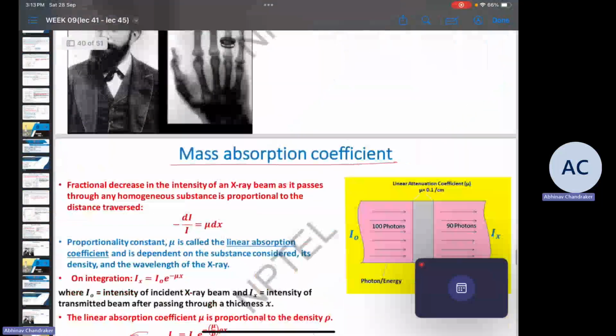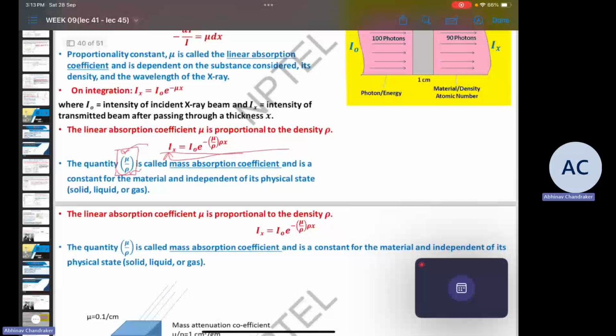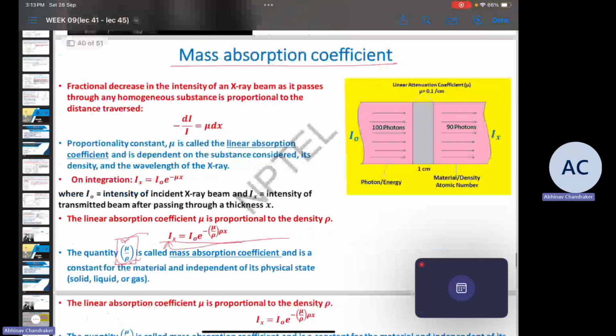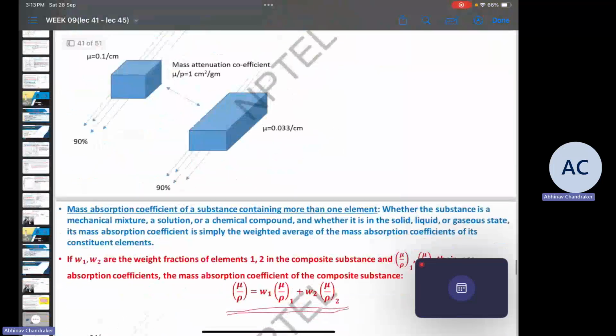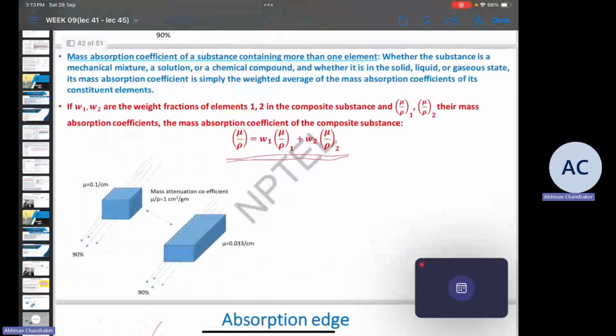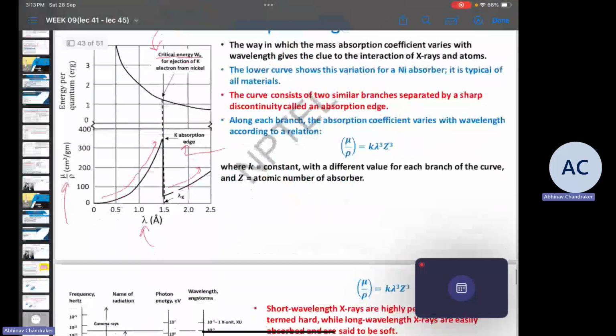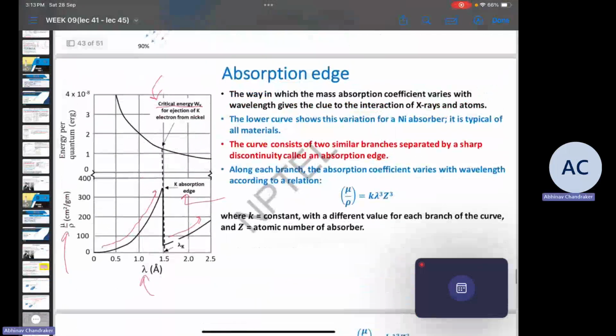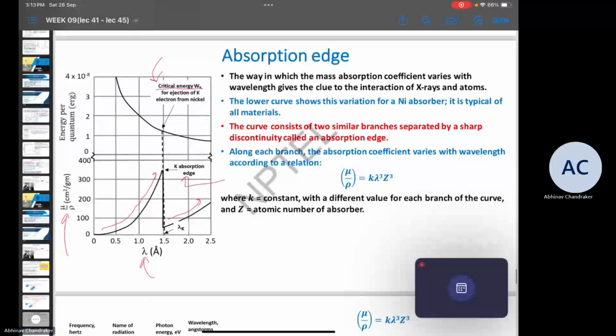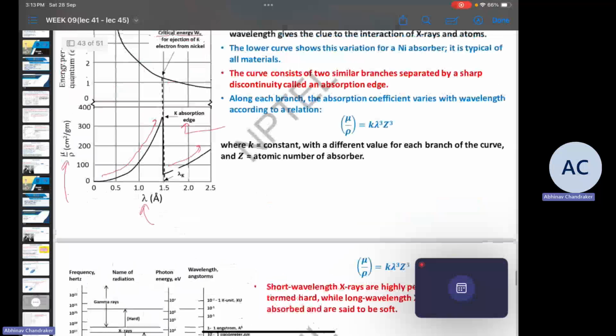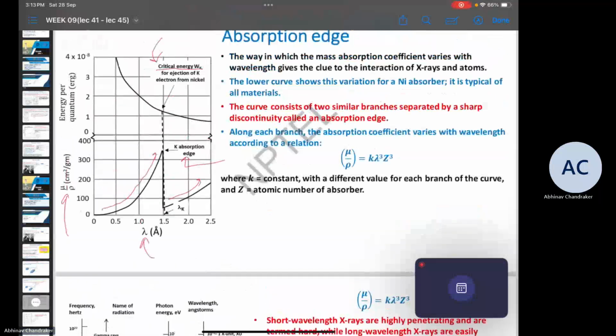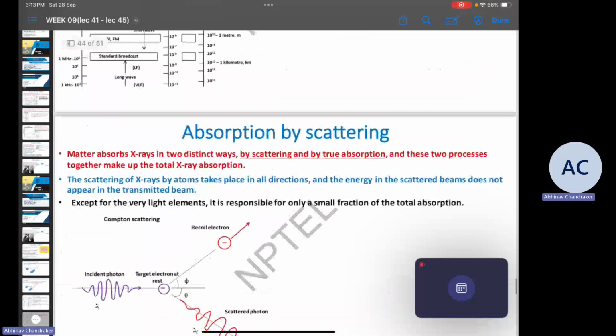And then we looked at how X-rays interact with the material. We looked at the mass absorption coefficient, how much of the incident X-ray is getting absorbed by the material, and some characteristics of the mass absorption coefficient. After that, we discussed the mass absorption coefficient's dependence on the wavelength and what an absorption edge is.